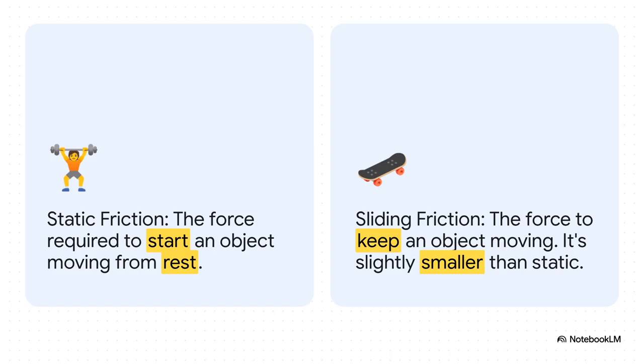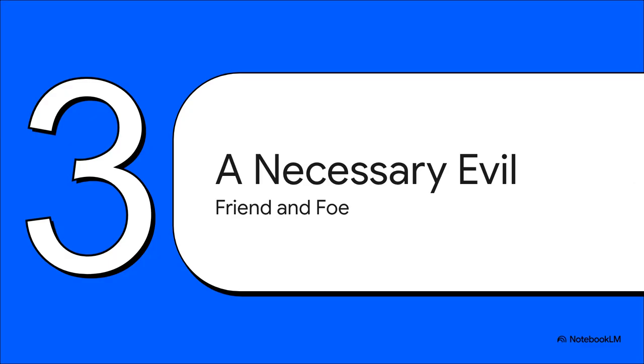But once you get it going, it's a little easier to keep it sliding. That's because you're now dealing with sliding friction. The surfaces are kind of bouncing and skipping over each other, so they don't have a chance to lock back in so deeply. The big takeaway here is it's always harder to get something started than it is to keep it moving. And all this brings us to the central paradox of friction.